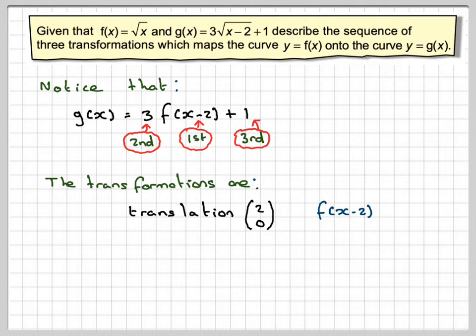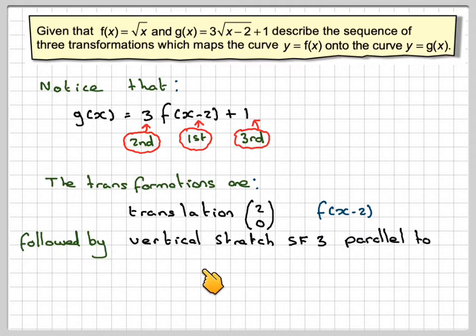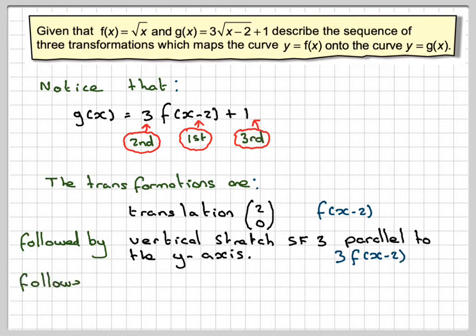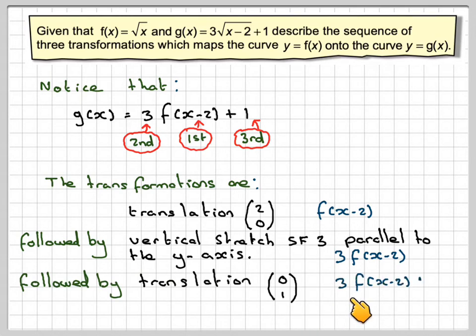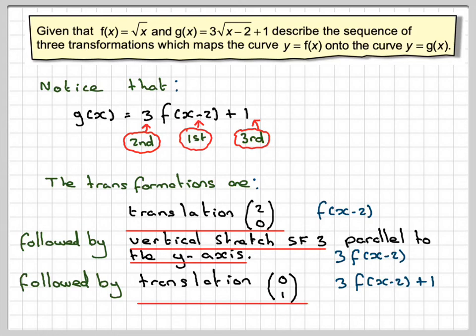Right, the timesing by 3 in the front will be a vertical stretch parallel to the y-axis, scale factor 3. That's 3 times f(x minus 2). And then when we add 1 on it, that's going to be a translation of (0, 1). So adding the 1 is a vertical translation 1 unit upwards. Okay, so these are the 3 transformations in that order.